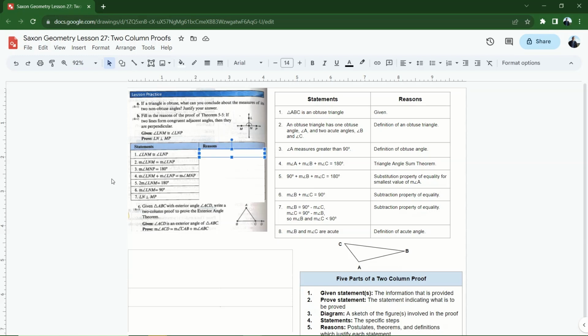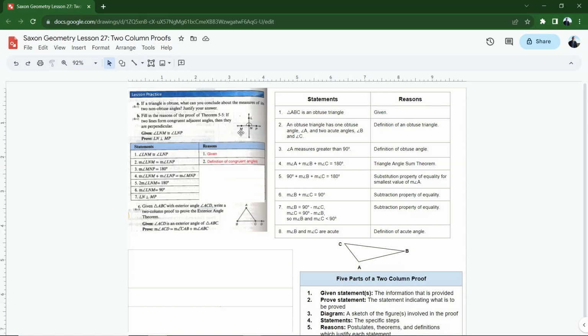So the first reason is almost always going to be a given. Angle LNM is congruent to angle LNP. I know that these two angles are congruent. That means that the measure of LNM is equal to the measure of LNP. Why does the measure have to be equal? That's because of the definition of what it means for angles to be congruent. If two angles are congruent, their measures are the same.